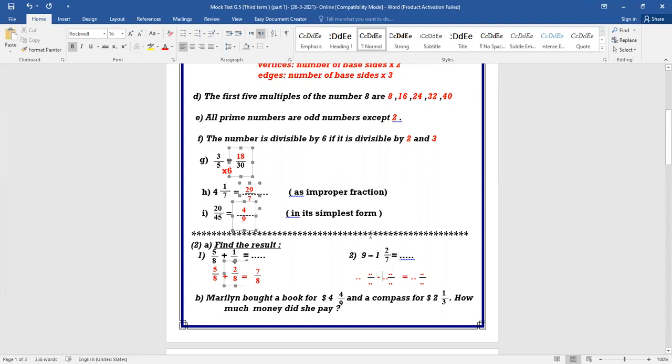9 minus 1 and 2 out of 7. Who can solve this one? Yasin Hisham? Yasin? Yasin?